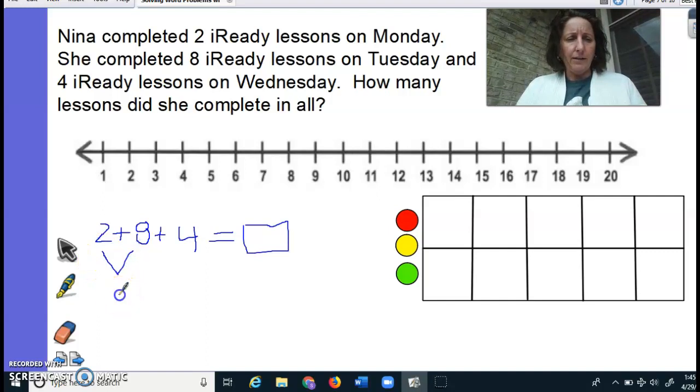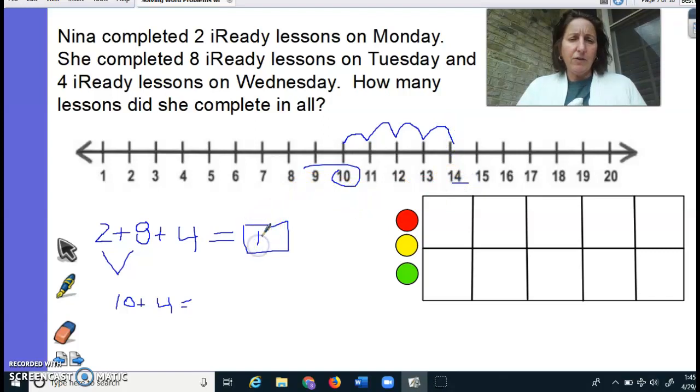2 and 8 make 10. And then we're going to add 10, and we have to add that last number because there's 3 numbers. 10 and 4 equals, now if you're like me, I already know the answer. But if you're not sure, you can always go to your number line, draw a number line, say 10 and go up 4. 1, 2, 3, 4. So our answer would be 14.